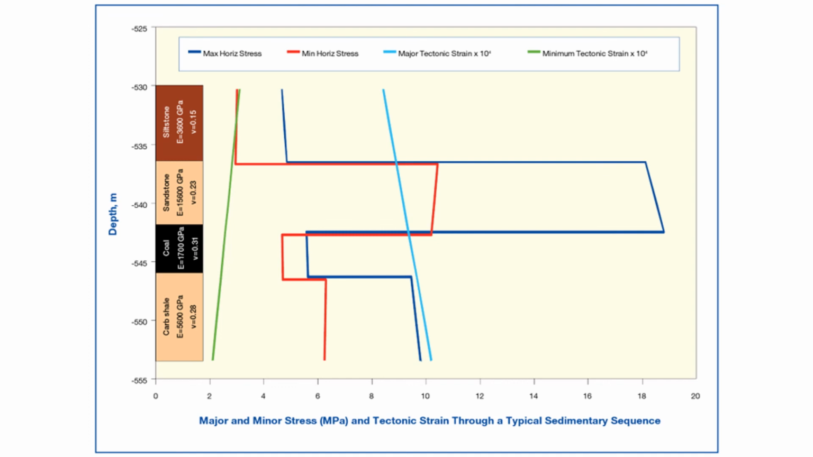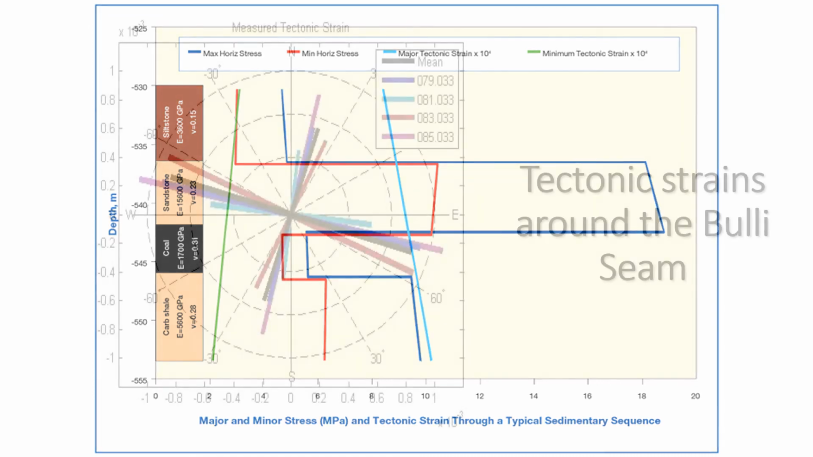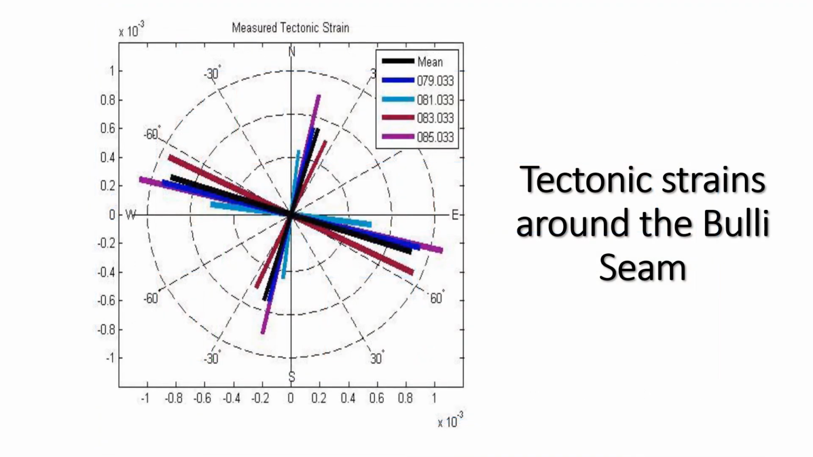Here we have monotonically changing strains. However, the stresses vary widely depending on the stiffness of the stratigraphy. Here is an example of the tectonic strains around the Bulli seams in the Sydney Basin.